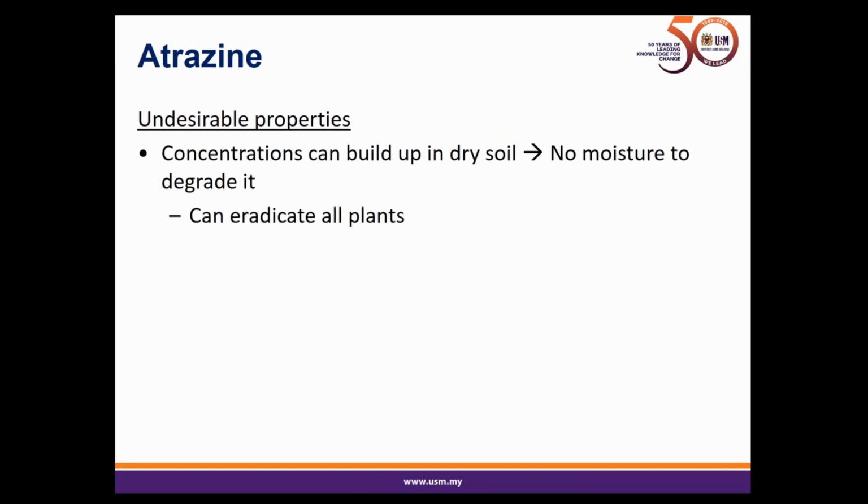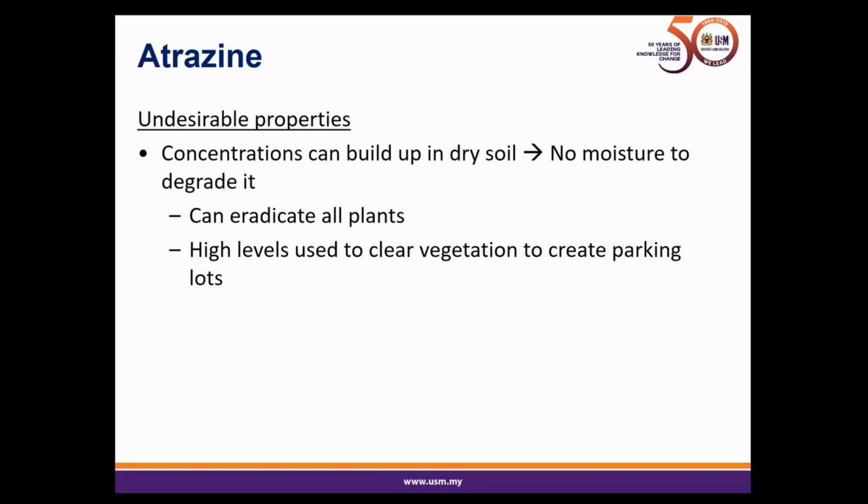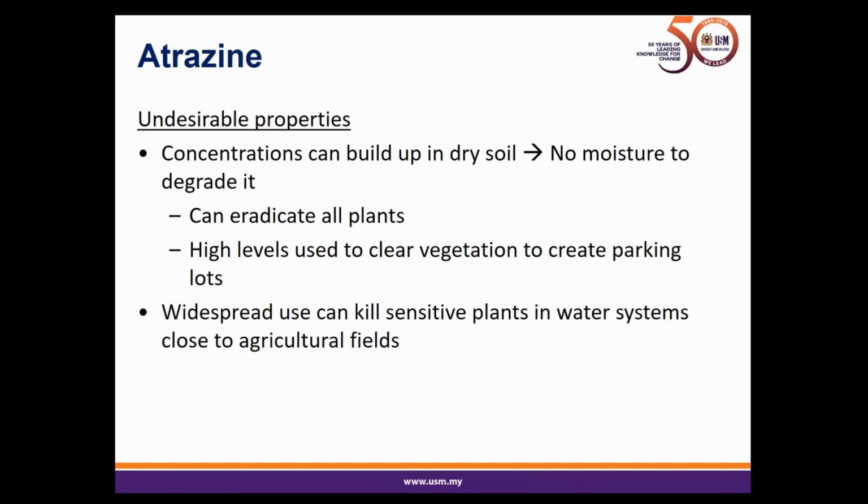and it can eradicate all plants with a high level of atrazine. No plants will grow in soil that has been sprayed with atrazine. Atrazine is sometimes used to clear vegetation to create parking lots. Widespread use can kill sensitive plants in the water system and agriculture fields, and EPA has listed atrazine as a possible human carcinogen.